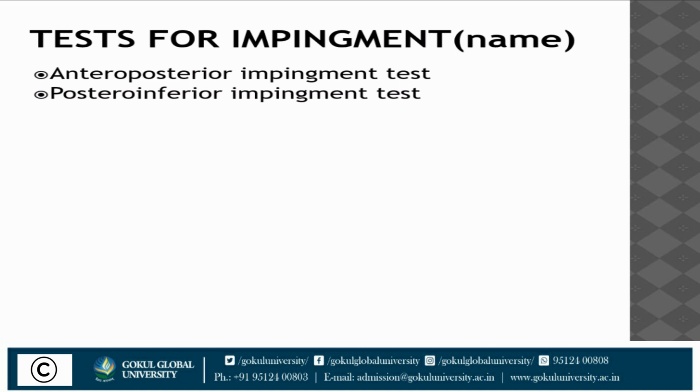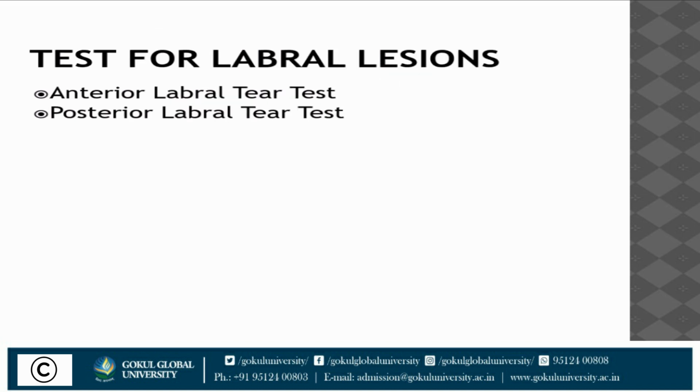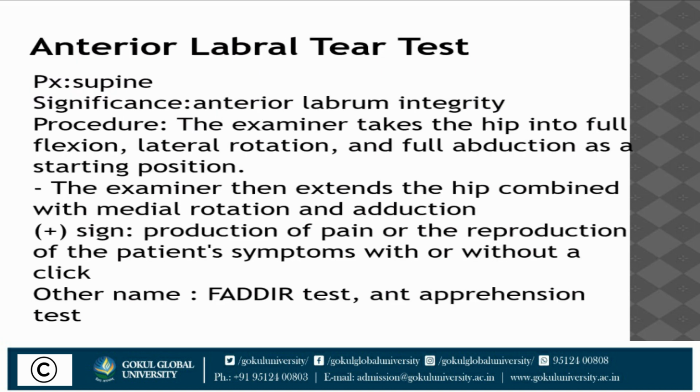Next tests are tests for impingement: anterior impingement test and posterior inferior impingement test. We have to learn only the names of these tests. Next is test for labral lesion: anterior labral tear test and posterior labral tear test. First we will see the anterior labral tear test. In this, patient position is supine lying. Significance is anterior labral integrity.